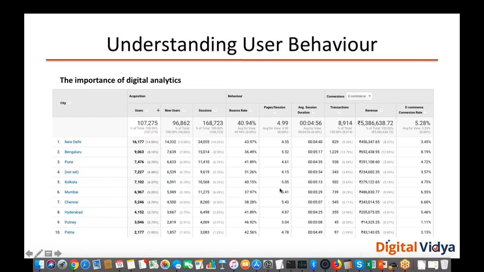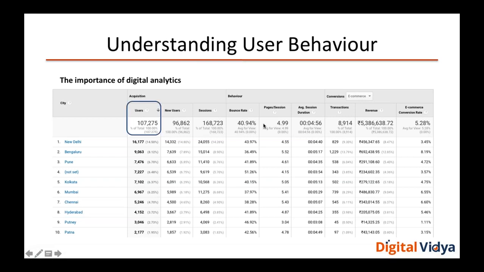So this is a screenshot of the geolocation report where the dimension selected is city, captured for some period of time, probably a week's time. And you can see that the total number of users on this website in the selected period of time were 107,275. And the number of sessions in this period were 168,723. Bounce rate is 40.94%.